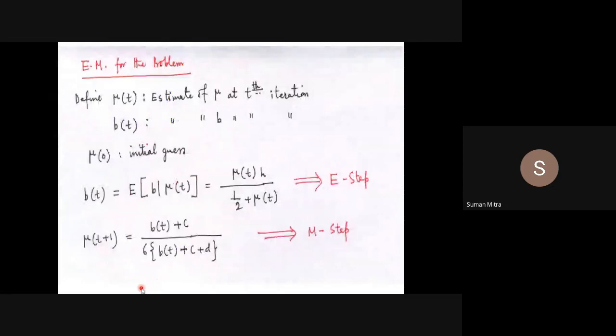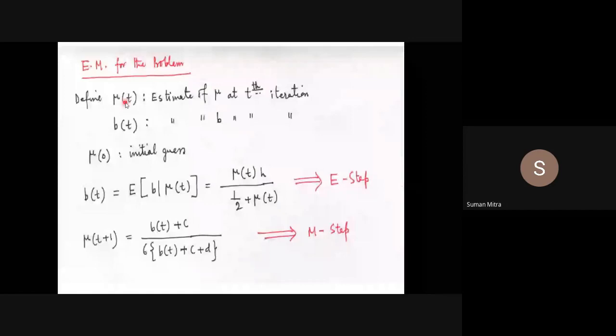So what is the EM algorithm? First, define a mu t. At any point of time, let us say mu t is known. If mu t is known, then we can find the expected value of Bt. What is the expected value of Bt? It is mu t divided by half plus mu t, into H. So that is my expectation step.